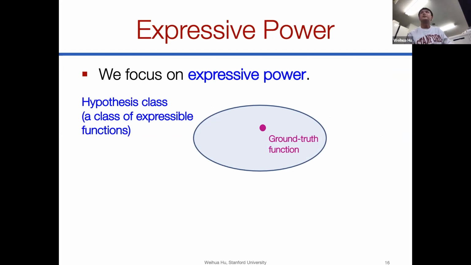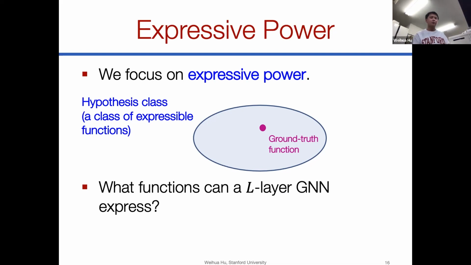Expressive power is a fundamental ability of a machine learning model. In machine learning, we're interested in learning some ground truth underlying function from data. And expressiveness is about whether your class of models is expressive enough to include this ground truth function of interest or not. You can see this is a prerequisite of building powerful predictive models over graphs. So specifically, we ask this question: what kind of functions over graphs can an L-layer GNN express?